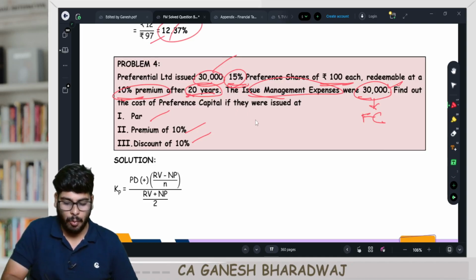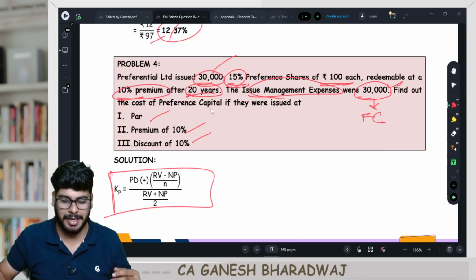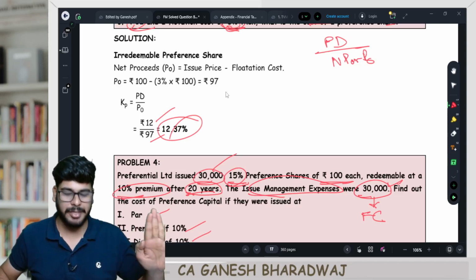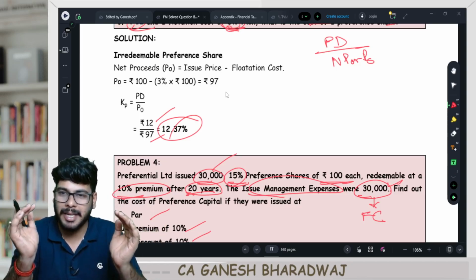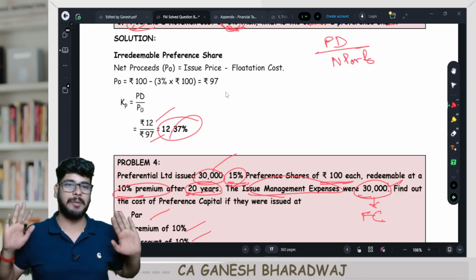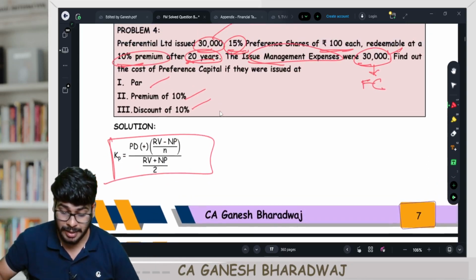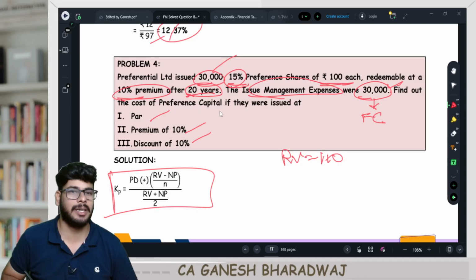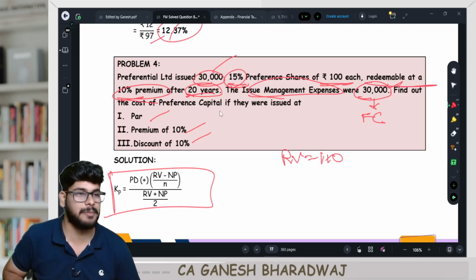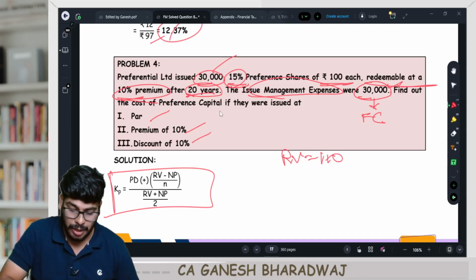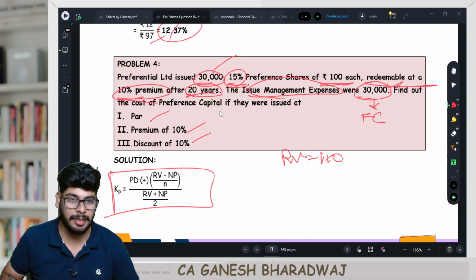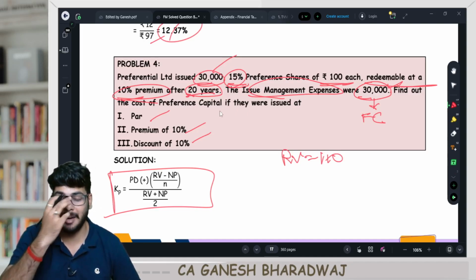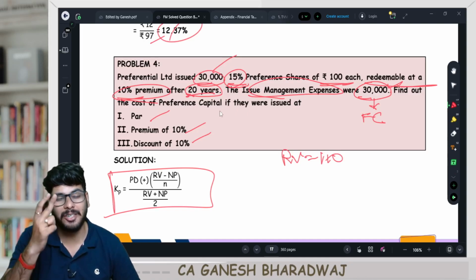Now, what is the formula for KP calculation? Come on, tell me guys. Once again, don't look at this. KP is equal to the formula: preference dividend plus RV minus NP by N, the whole by RV plus NP by 2. Right? Now, in all 3 cases, redemption value is going to be 110. Correct? They have given it, redeemable at 10% premium. The 3 scenarios are only for the issue price. Correct? This is why I said spend time here, not there. Most of the problem happens only if you don't read the question. Right? Don't jump to the solution.